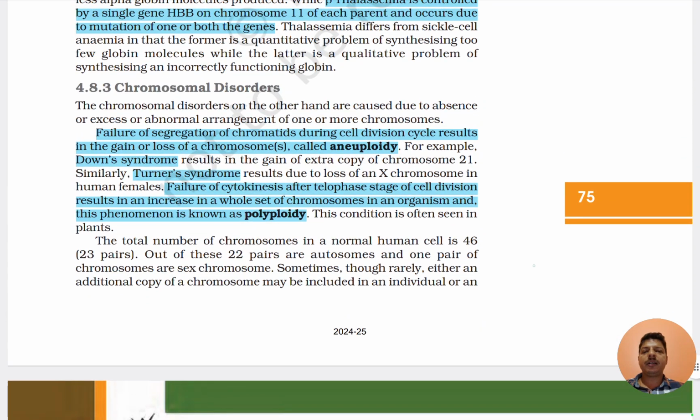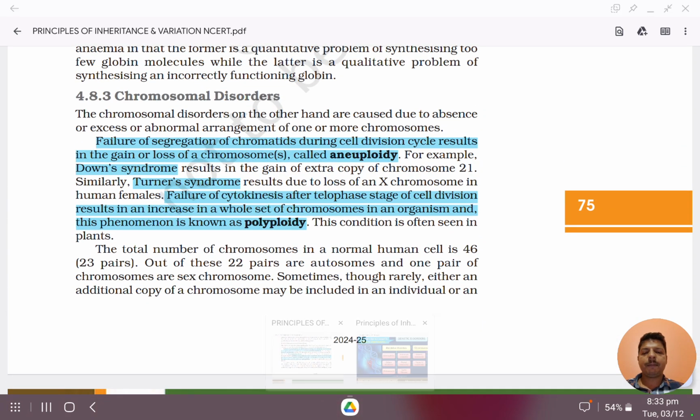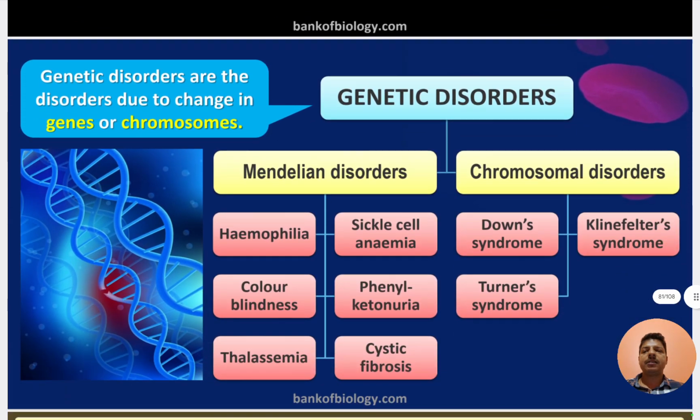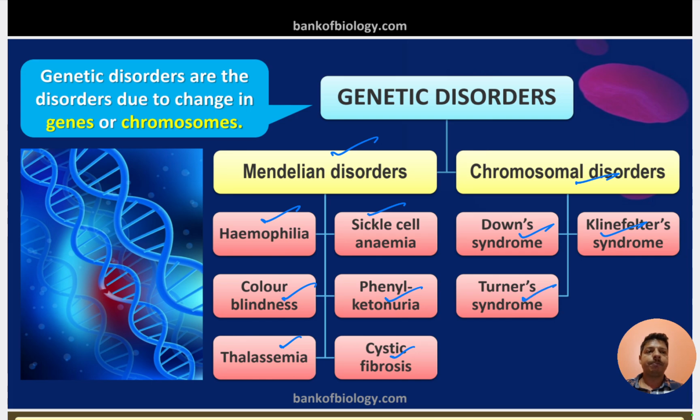There are some more disorders. Let's see. First of all, genetic disorders. Genetic disorders are the disorders due to a change in the genes or chromosomes. Mendelian disorders: hemophilia, sickle cell anemia, color blindness, phenylketonuria, thalassemia, cystic fibrosis. Chromosomal disorders: Down syndrome, Klinefelter syndrome, Turner syndrome.